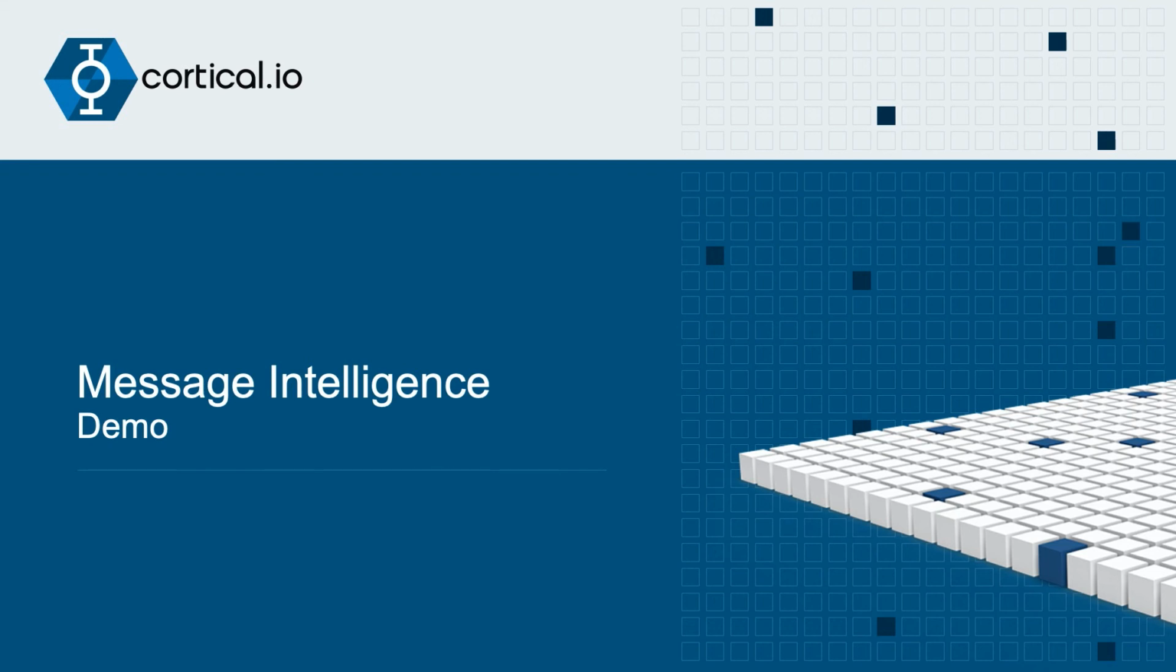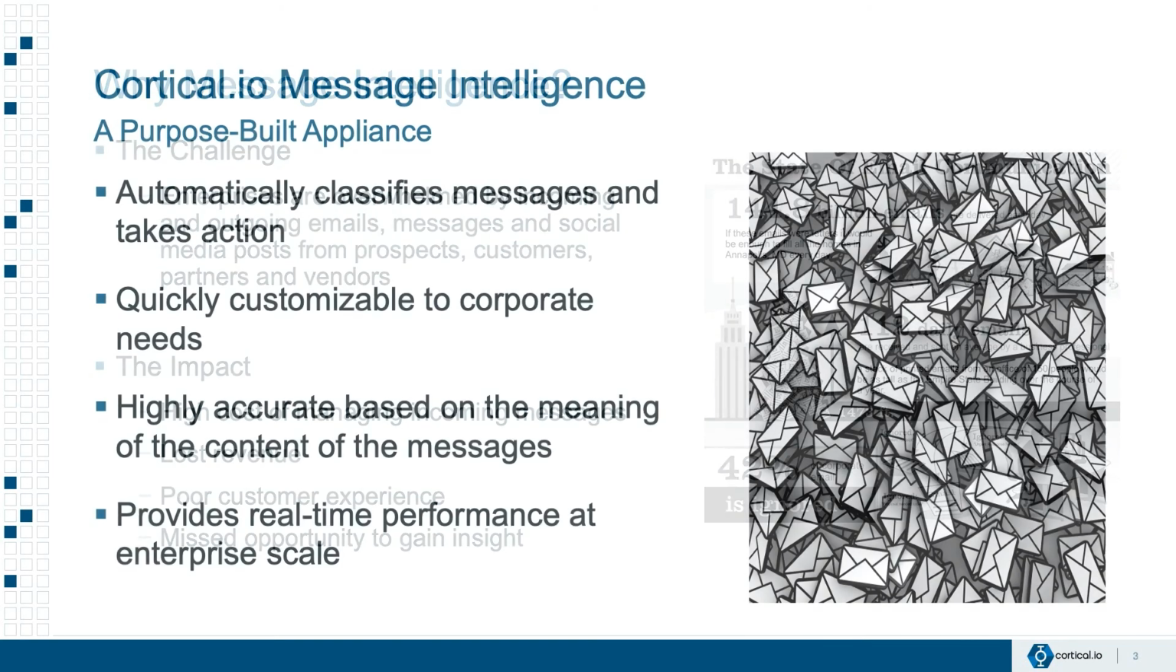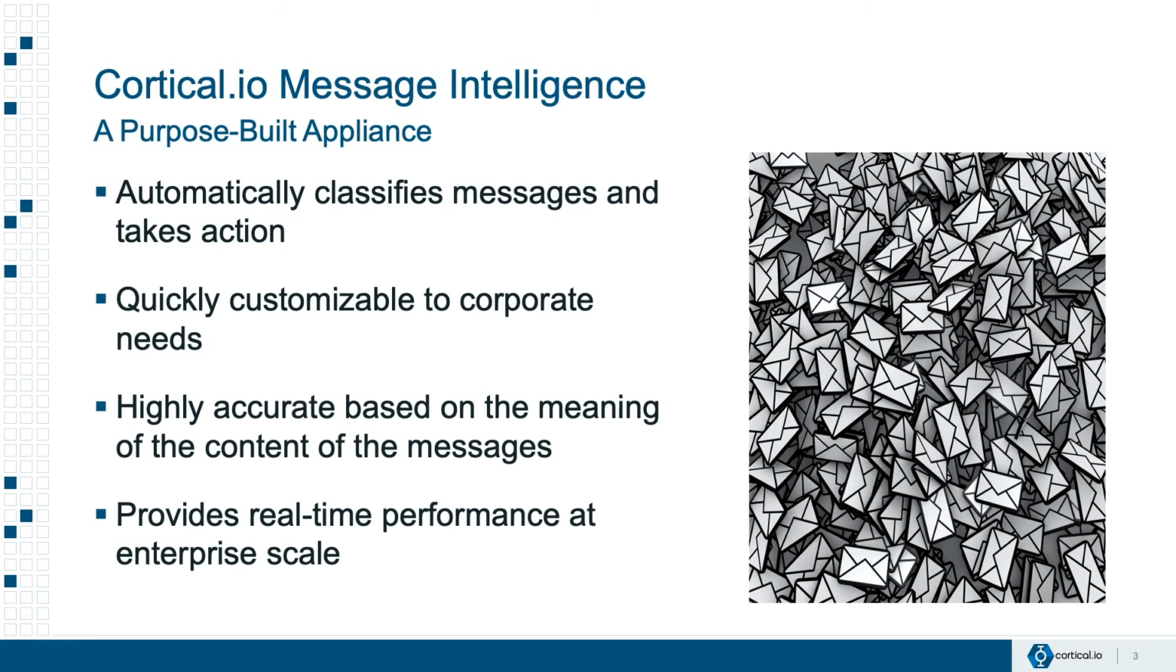Thank you for taking the time today to watch this short demonstration of some of the key capabilities of cortical.io message intelligence. Message intelligence was developed to help organizations better manage the inflow of email and messages, whether from prospects, customers, partners, or vendors. The product can automatically classify messages and take appropriate action based on the specific needs of the organization. It can make highly accurate decisions based on cortical.io's underlying natural language understanding platform.